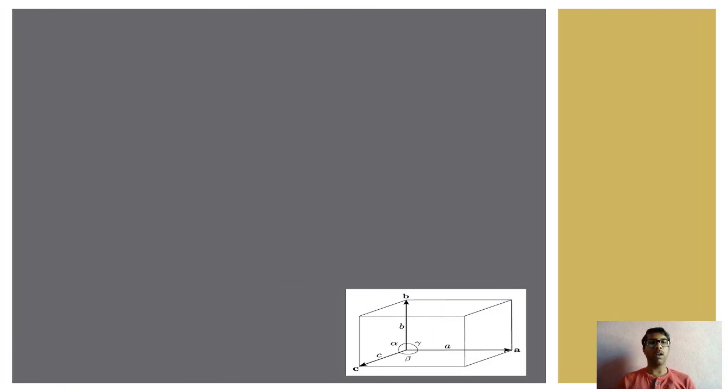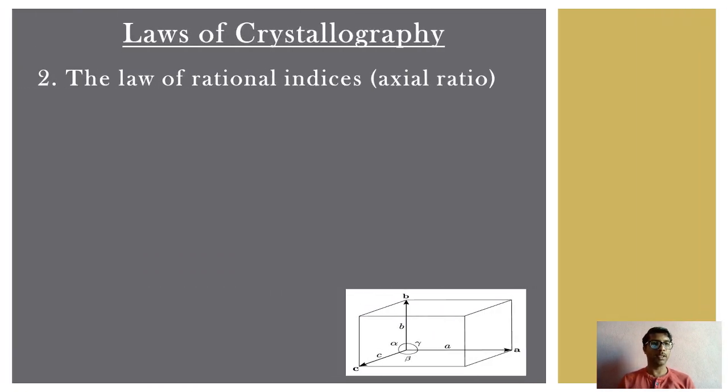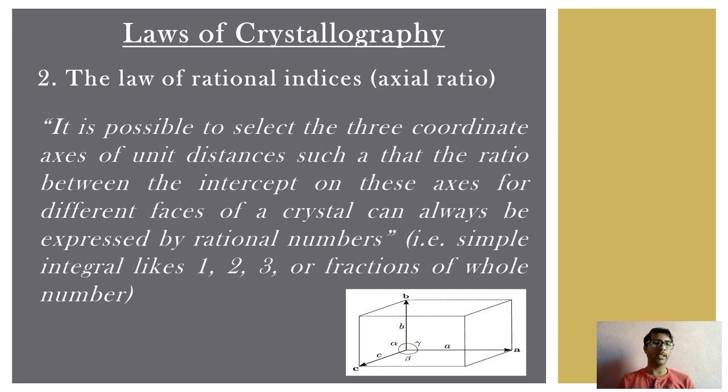The second law of crystallography is the law of rational indices. It states that it is possible to select the three coordinate axes of unit distances such that the ratio between the intercepts on these axes for different faces of a crystal can always be expressed by rational numbers, that is simple integers like 1, 2, 3 or fractions of whole numbers.